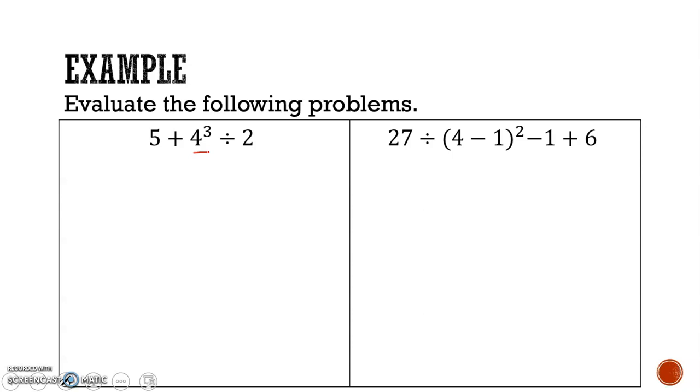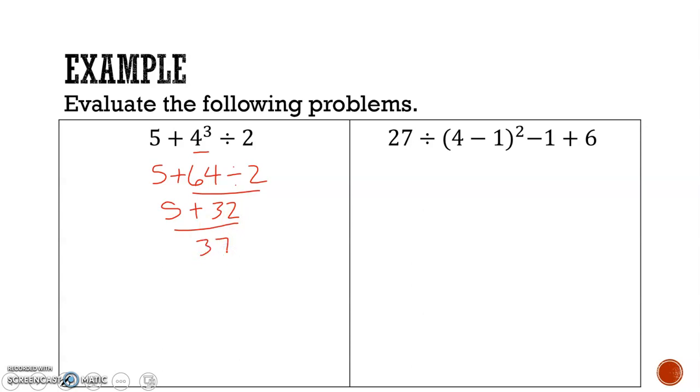What I do when I do these problems is I underline the part that I'm going to do, and then I rewrite everything else. Okay, now my next step is to do 64 divided by 2, because dividing comes before adding. So I bring down the 5. 64 divided by 2 is 32. And my last part is to do 5 plus 32, and that gives me 37.